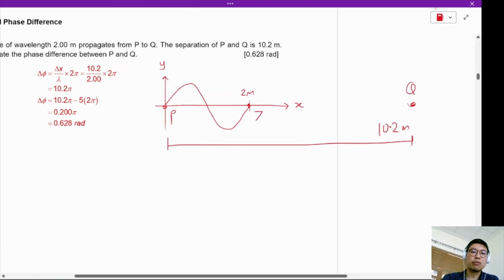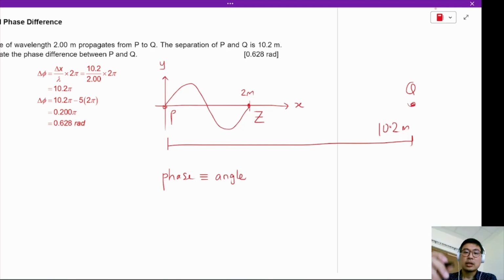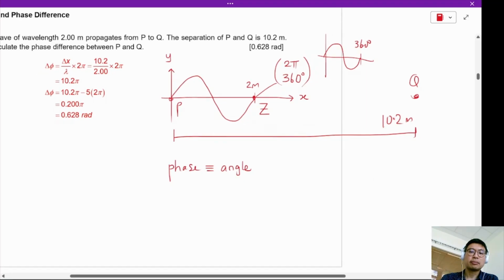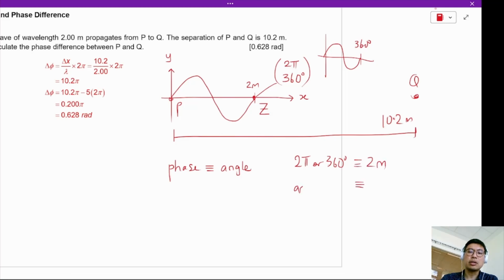Now let's talk about what is the meaning of phase difference. Whenever you hear the word phase, it's just equivalent to the word angle, phase angle. If we take a look at this sine wave, it is equivalent to 360 degrees, because a sine wave finishes one cycle at 360 degrees, or 2 pi. So 2 pi or 360 degrees is equivalent to 2 meters. What is the angle equivalent to 10.2 meters?